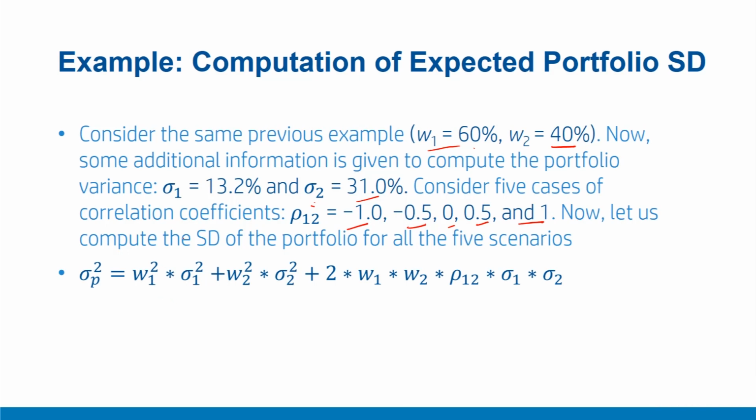We already know that the risk of a two-stock portfolio can be easily computed with the help of this formula, which is W1 square sigma 1 square plus W2 square sigma 2 square plus 2 times W1 W2 sigma 1 sigma 2 times rho 1 2. All the other quantities are fixed, and we are only varying this correlation from -1 to +1. Let us see how these numbers worked out.